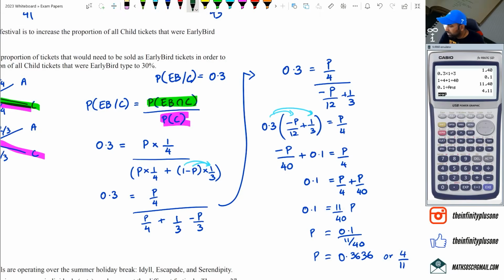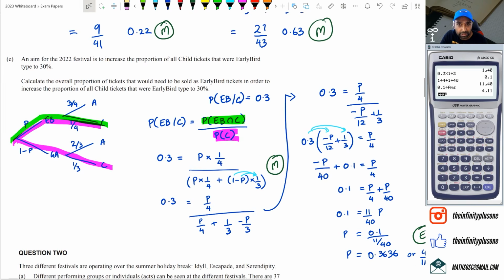Cool. So for this question, the correct equation setup is going to get you a Merit. So that would be the probability equation. I'm thinking somewhere here is going to get you a Merit, and then your final answer will get you an Excellence. All right, cool. So that is Question 1 done.